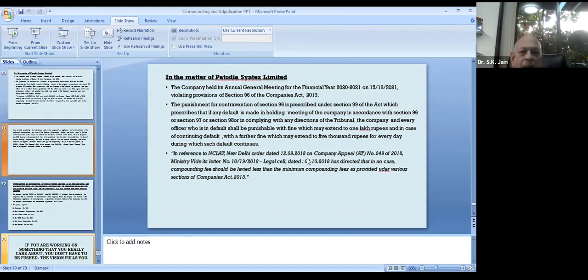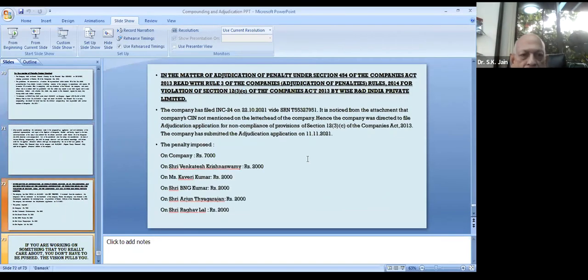Okay. So now, third is where the company has not mentioned its CIN, the corporate identification number. The company filed INC-24 by SRN so and so. It was noticed from the attachment that the company's CIN was not mentioned on the letterhead of the company.